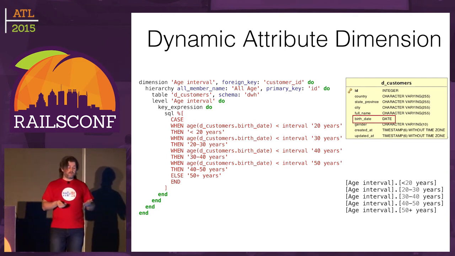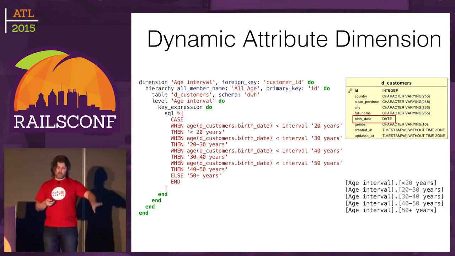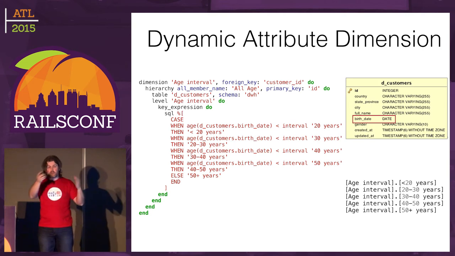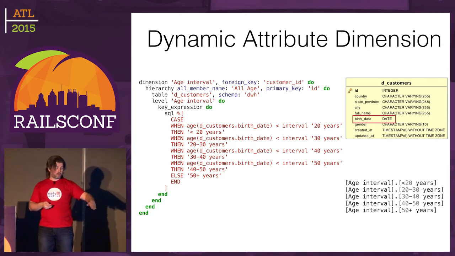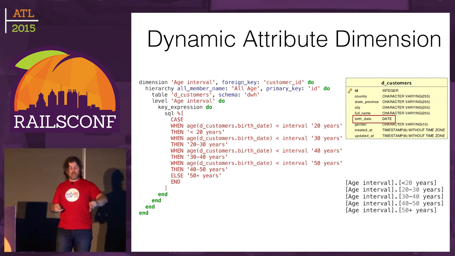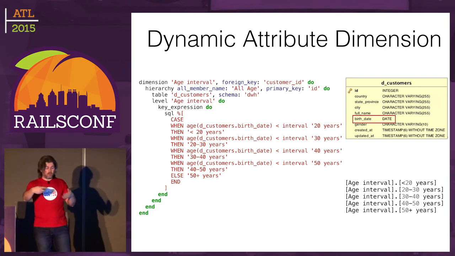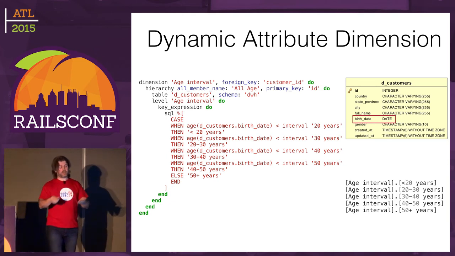This we can also define as a new age interval dimension, where we specify this more complex expression. We put there this SQL expression, which will dynamically calculate the difference between birth date and current date, and then based on this interval it will output either less than 20 years, 20 to 30 years, etc. As well as we dynamically generate the new dimension with these values, and whenever we make the query, it will be up to date based on what is the current time.